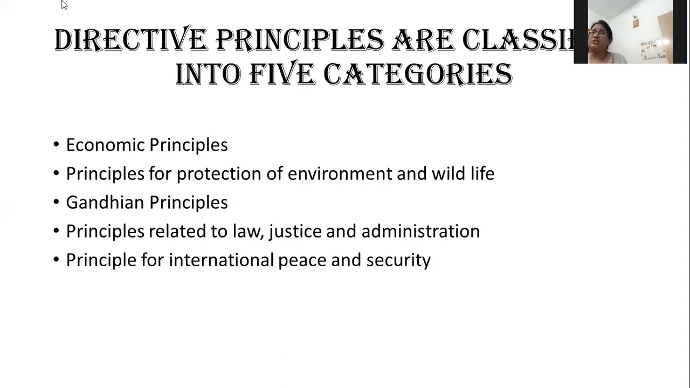Principles related to law, justice and administration. Many times the laws of our country change. Why? Because from the 20th century we came to the 21st century. Technology was not there in the 18th and 19th century, but in the 21st century we are in a technological age. So laws have to be made for the technology.